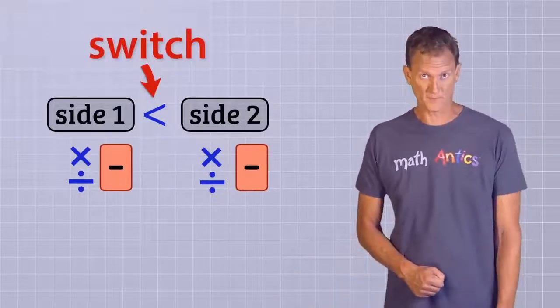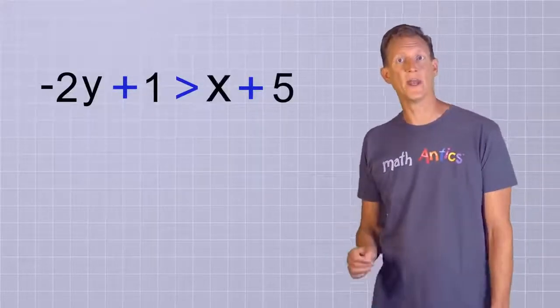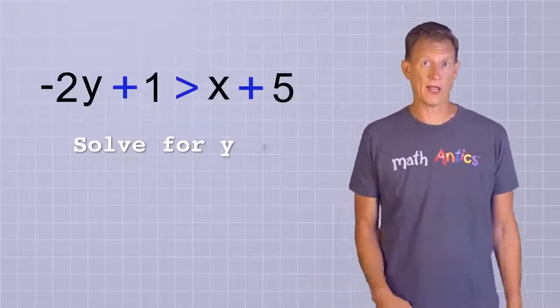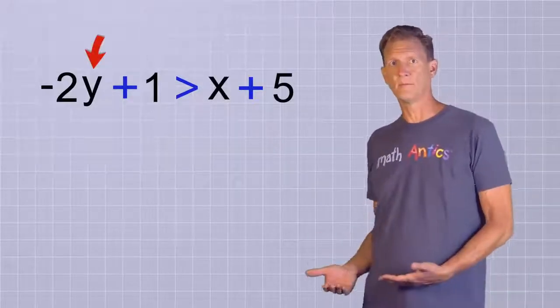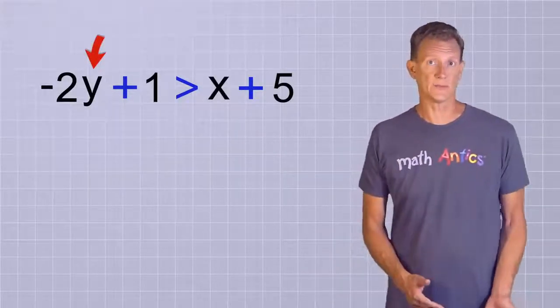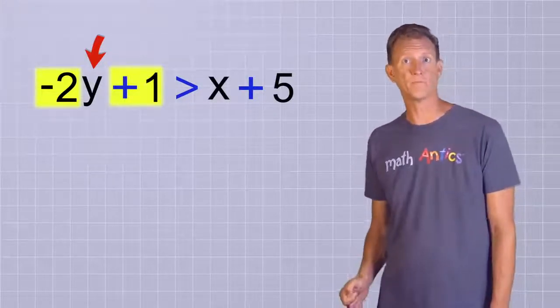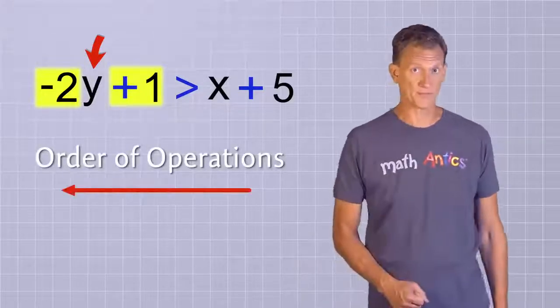For example, suppose you're given the inequality -2y plus 1 is greater than x plus 5, and you need to solve it for y before you graph it. How would you do that? Well, we want to get y all by itself, but two things are currently being done to it. It's being multiplied by -2, and 1 is being added to that term. Let's undo those operations using order of operations in reverse.